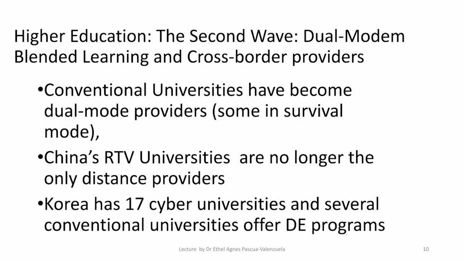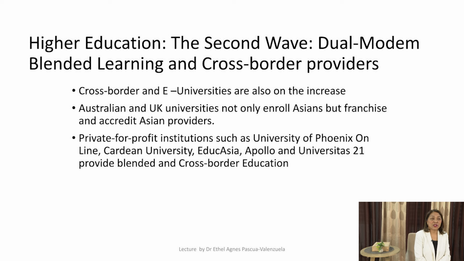The second wave of distance education started with conventional universities becoming dual-mode providers, traditional and distance education. China's RTV University no longer offered only traditional education, they also included distance education. And Korea to date has 17 cyber universities offering several conventional universities plus distance education. The second wave included dual-mode, blended learning, and cross-border providers. Cross-border and e-universities also increased, pioneered by Australian and UK universities. They not only enroll ASEANs, but also they franchise and accredit ASEAN providers. Private for-profit institutions such as University of Phoenix Online and Korean University Education Asia also provided blended and cross-border education.